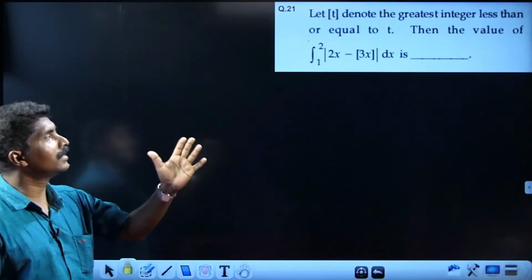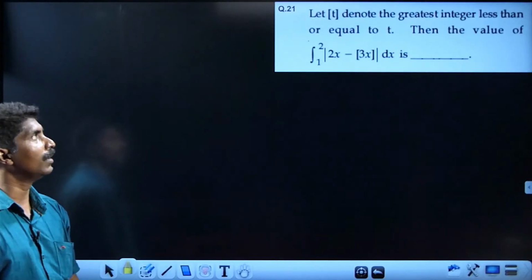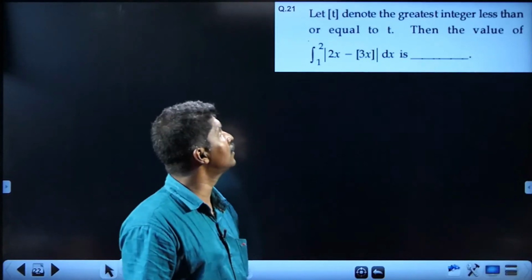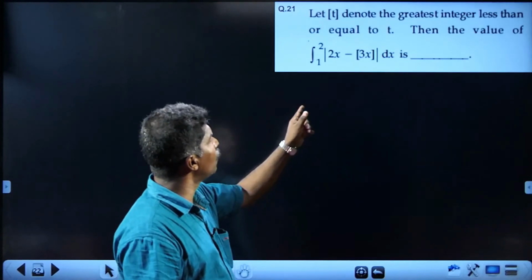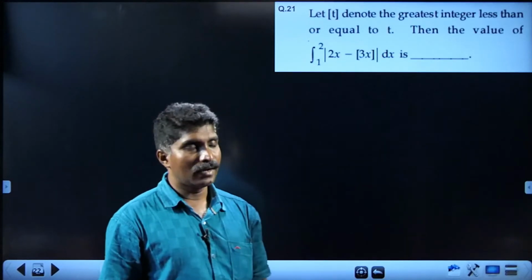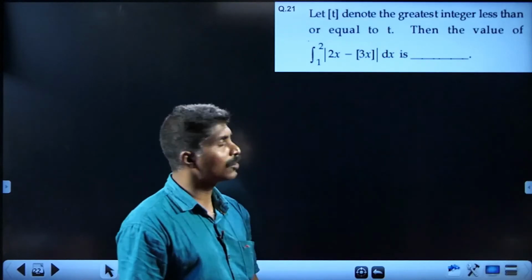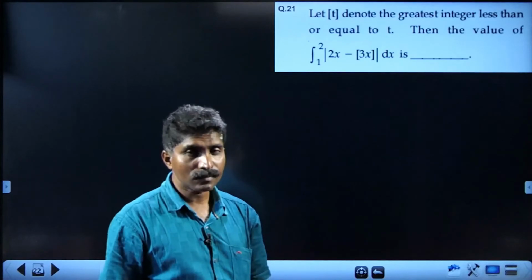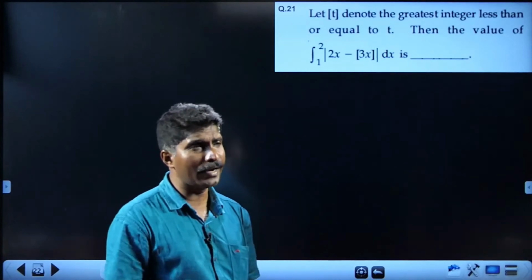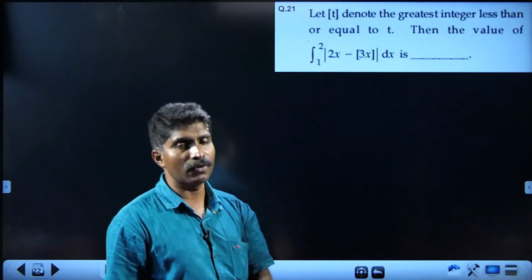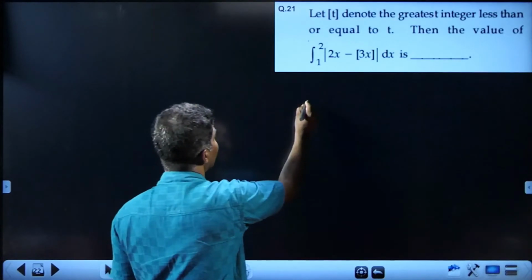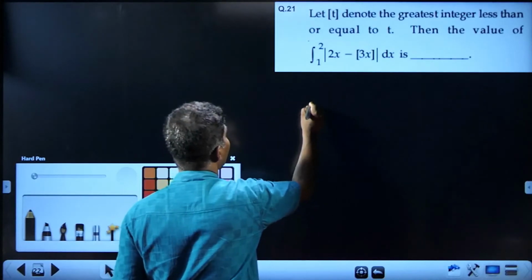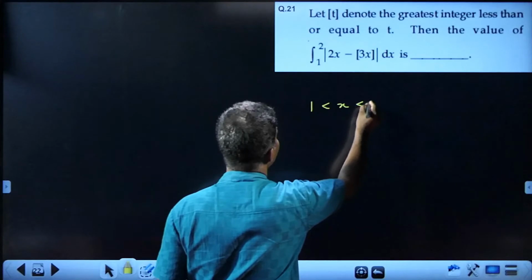Okay. Now we can see some numerical problems. Let the integer part of t denote the greatest integer less than or equal to t, then the value of the integral from 1 to 2, what is it? Modulus of 2x minus integer part of 3x. So, two types of splitting you need. One is for modulus and another is for the box. Okay. Here we can say that 0, so it is not 0, it is starting from 1. The value of x is starting from 1 less than x less than 2.